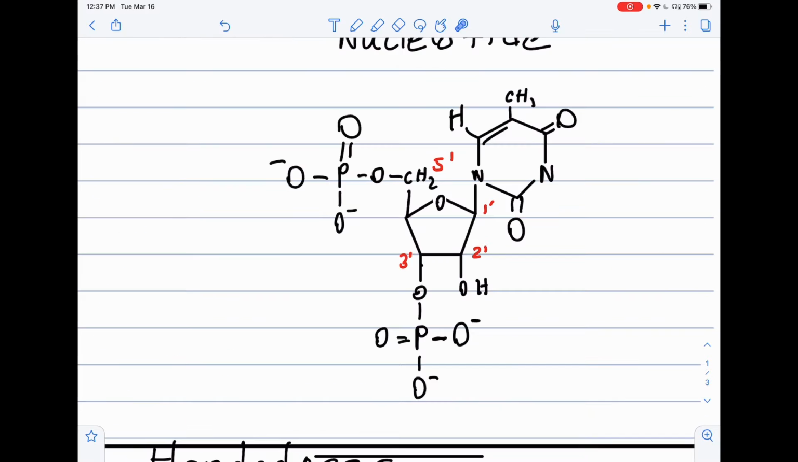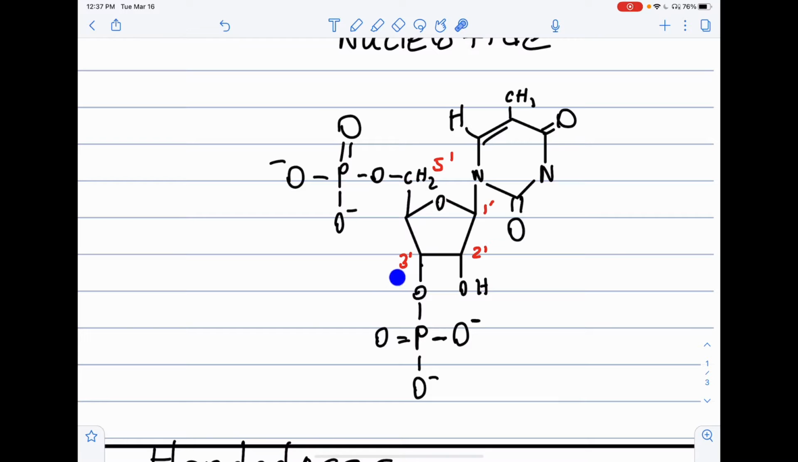The significance of the 5-carbon sugar is that at the 1' position, there will always be a nitrogenous base connected in this fashion, and at the 2' carbon, there will be an OH for DNA. This determines whether you're seeing DNA or RNA. In RNA, you won't have an OH, you just have an H.